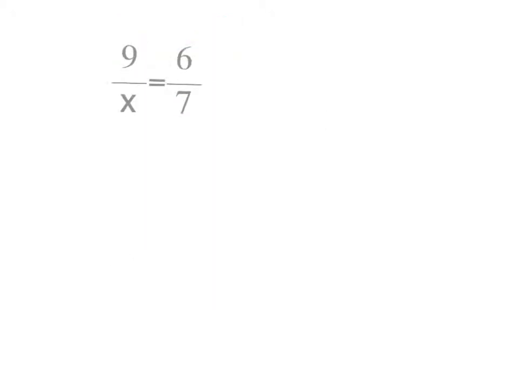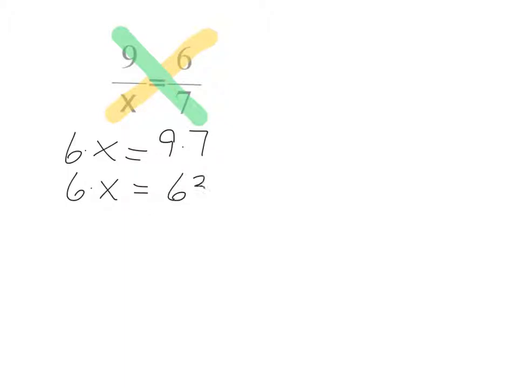In one last example, again, let's multiply across our diagonals. If we multiply across our yellow diagonal, we get 6 times that number we don't know. And if we multiply across our green diagonal, we get 9 times 7. So 6 times that number we don't know is equal to 63.